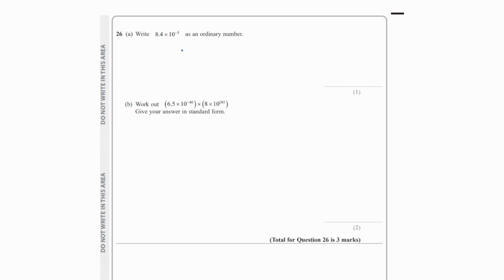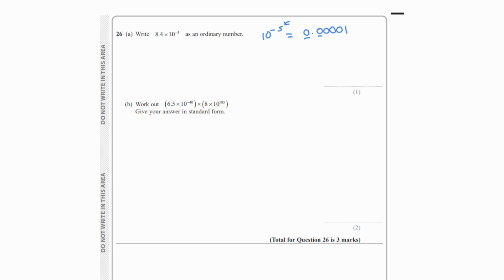Okay, question 26a, write 8.4 multiplied by 10 to the negative 5 as an ordinary number. So the way to do this is to write out what 10 to the negative 5 is. And 10 to the negative 5 is a very small number. It's 0.00001. So the index here, when it's negative, tells me how many zeros there are going to be before the digit 1.